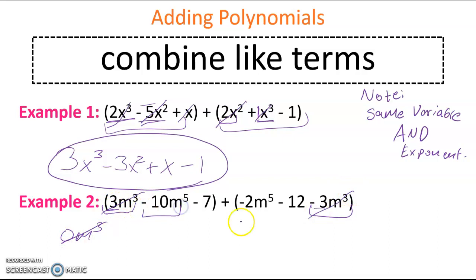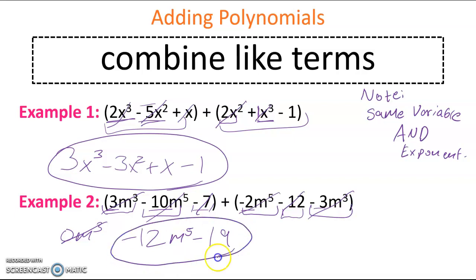Negative 10m to the 5th power plus a negative 2m to the 5th power. Combine my m to the 5th powers. I'm going to combine the negative 10 and the negative 2, just add those together. That gets you negative 12. The m to the 5th stays the same. Done with those. Negative 7, look for any other constants. Negative 7 and negative 12. I'm just going to add negative 7 plus negative 12. That gets me negative 19. There are no other terms to work with, so that's all I have there.